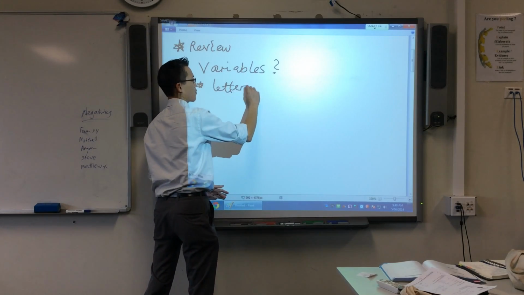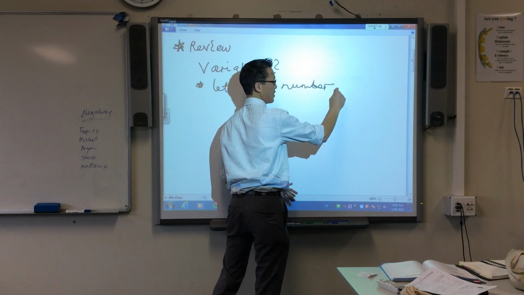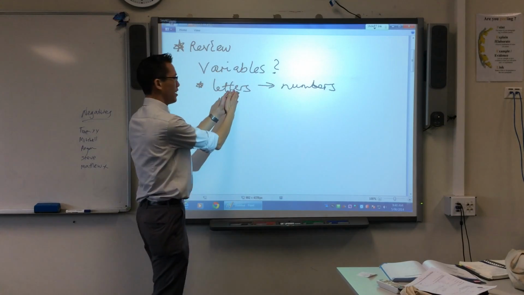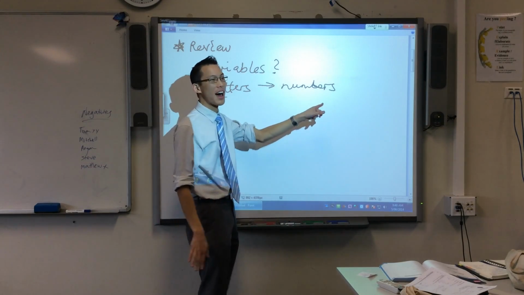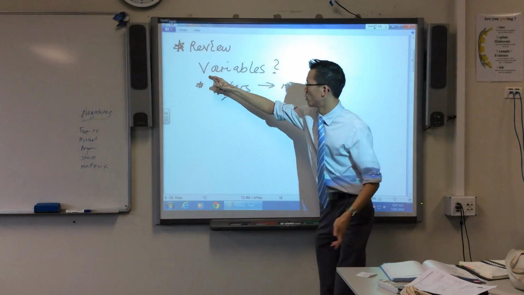Letters representing numbers, okay, and we gave them a special name. Do you remember when a letter represents a number, Ash? Pronumerals, exactly. So when you see a letter, but it's not really a letter, it's a number in disguise, we call that a pronumeral.